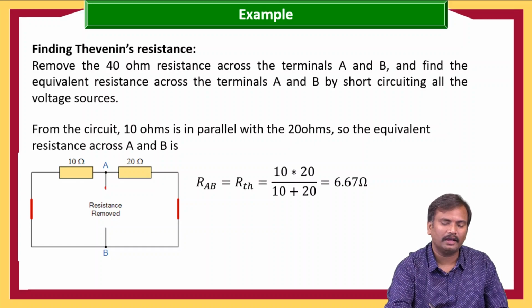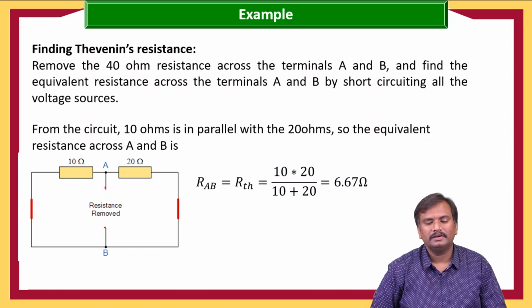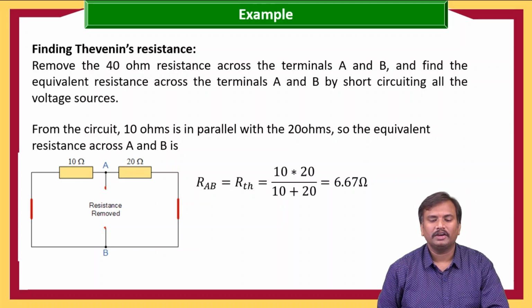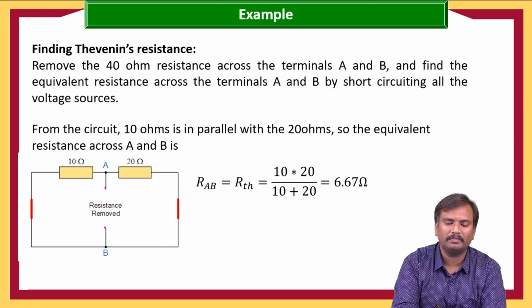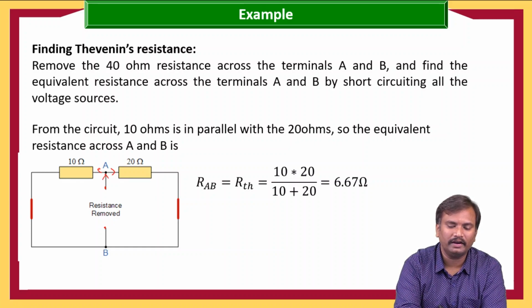And here we need to calculate the equivalent resistance between the AB terminals. Here, if you see between these two terminals, if you give a current, it is dividing.